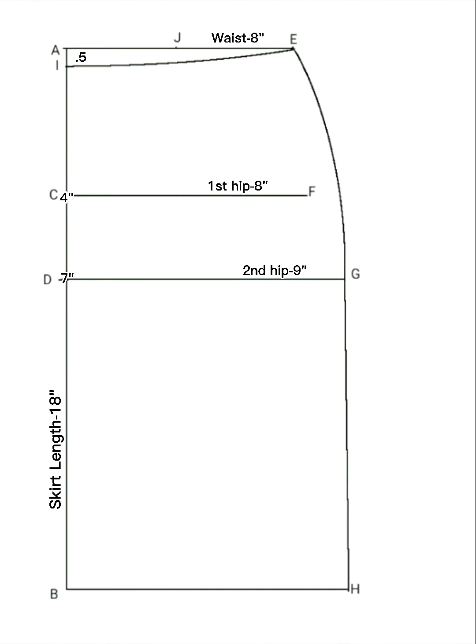From point J, measure 5 inches downwards to point K. Add 1/2 inch to both sides of J to make your dart. Connect L to K and M to K. From point H, add 1/2 inch upwards and connect B to N by using hip curve.